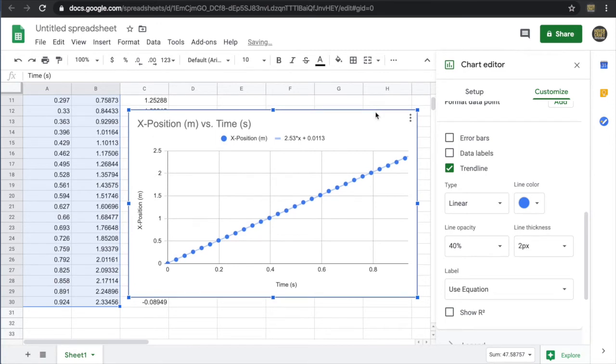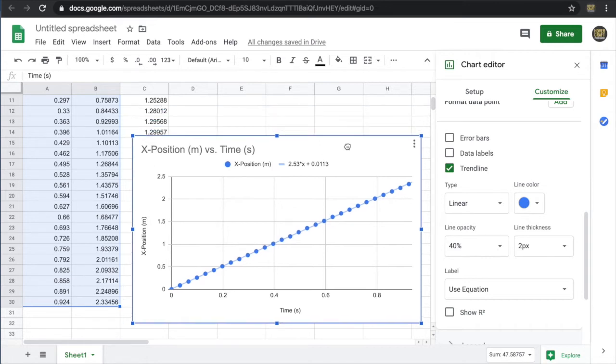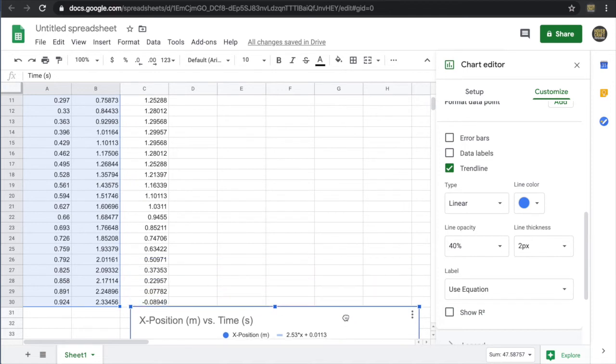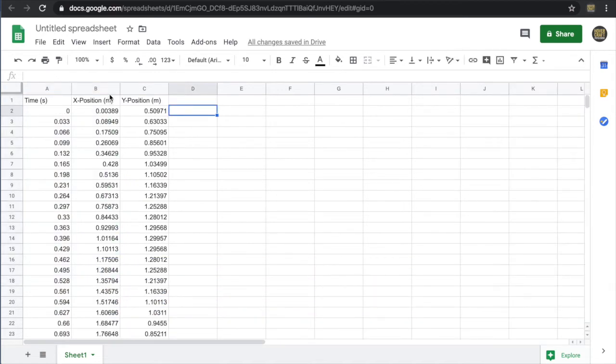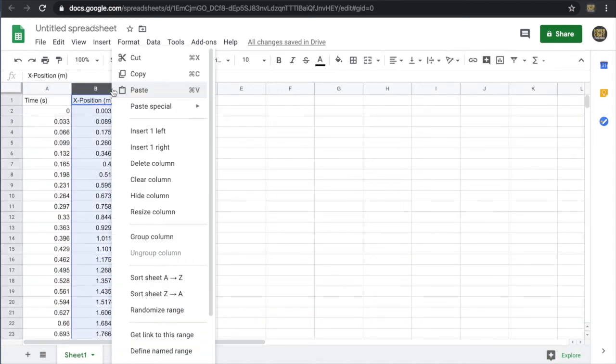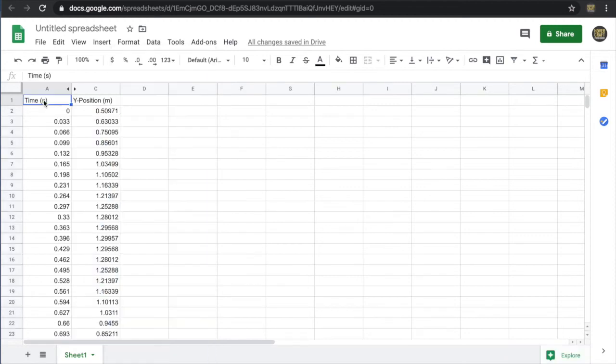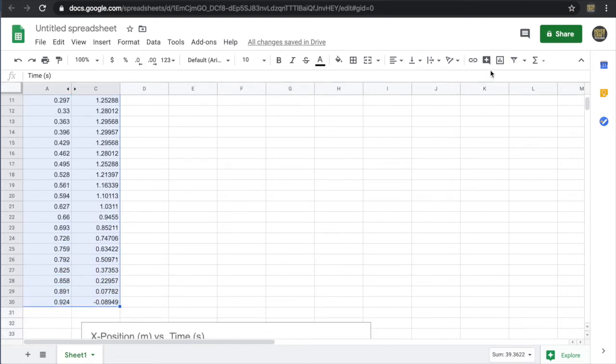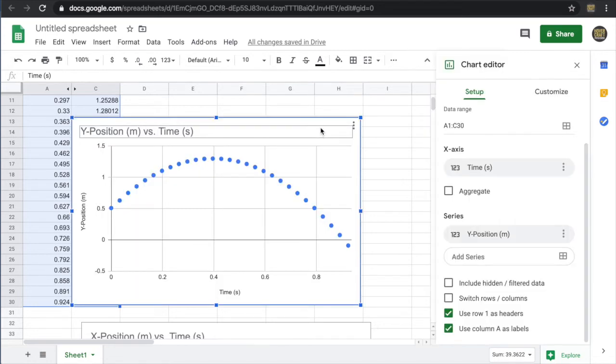Next up, I want to analyze the y position, so the vertical position versus time graph. For now, I'm just going to go ahead and drag that graph down. And for a moment, I'm going to go ahead and hide this column. I'm going to highlight the time column and the y position column, and again go to the Insert Chart button. Now, it has plotted y position versus time.